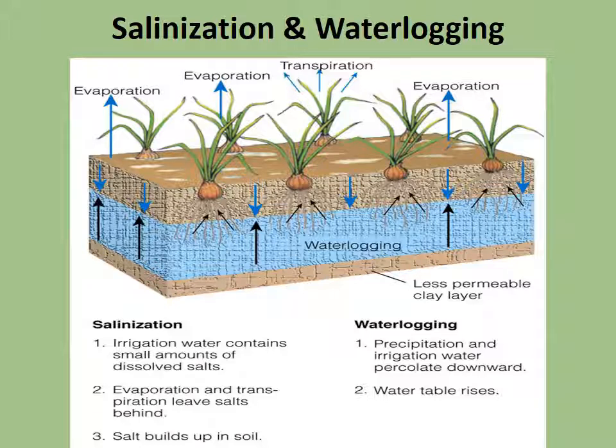Waterlogging is when you have precipitation and irrigation water that percolates downward, and you have a water table that actually ends up rising, and you can see here, and it actually ends up drowning the roots of the plant. Okay, you're overwatering, too much rain.